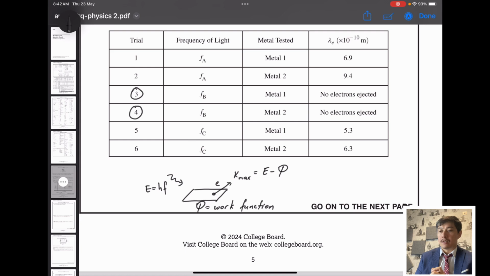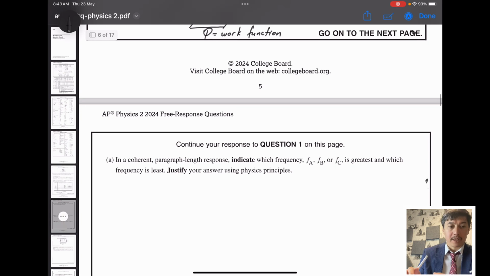We can see that with frequency B, trials 3 and 4, when this light was exposed on the metals, no electrons were ejected. That means the energy of light with frequency B was the smallest. It was not enough to overcome the barrier. So let's start from there.